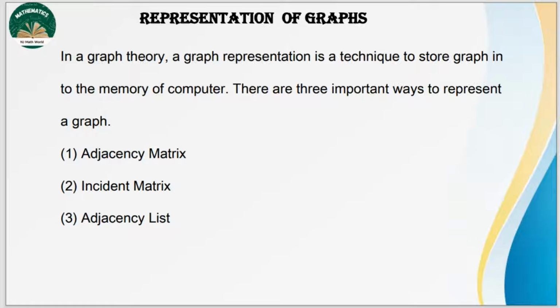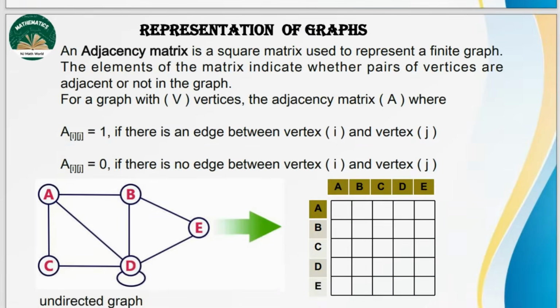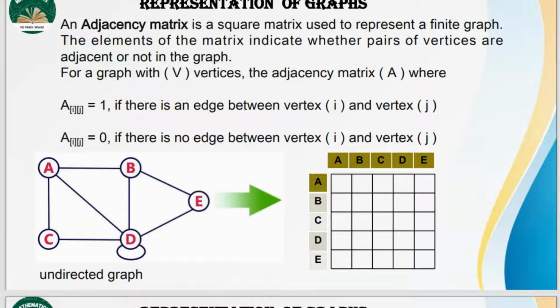So we can represent the graph in 3 different ways: adjacency matrix, incidence matrix, and adjacency list. So what is meant by adjacency matrix? An adjacency matrix is a square matrix used for representing a finite graph. The elements of the matrix indicate whether the pair of vertices are adjacent or not.